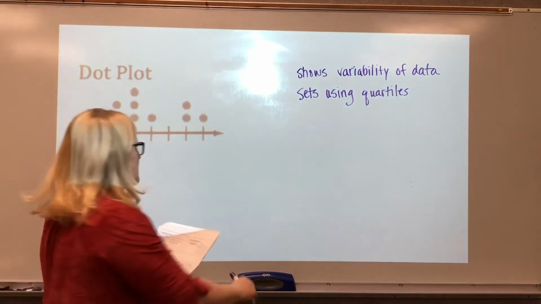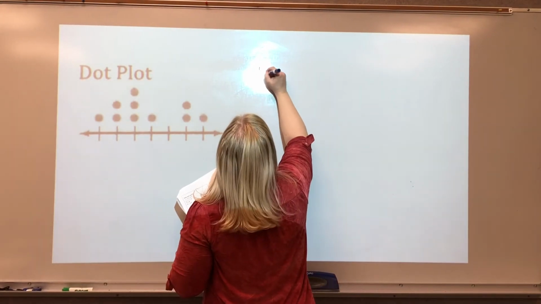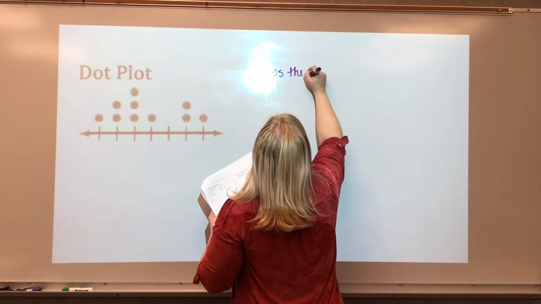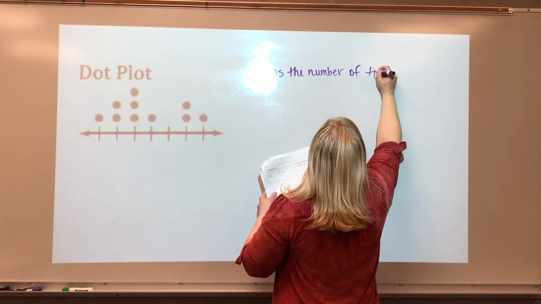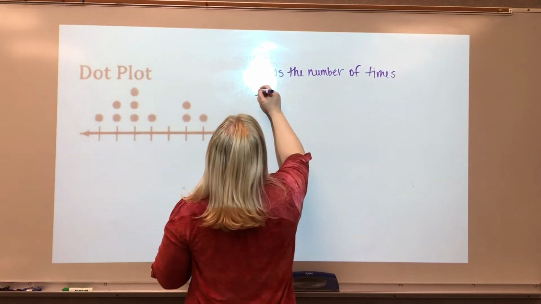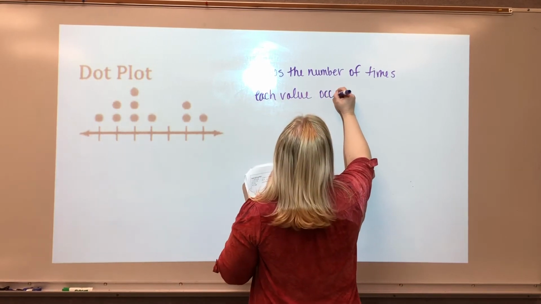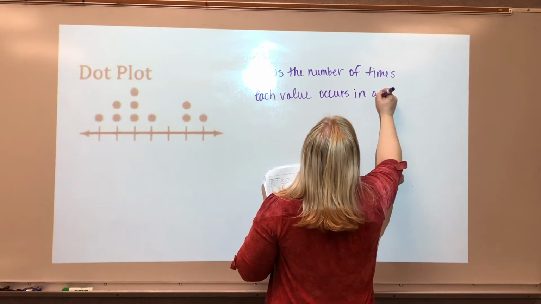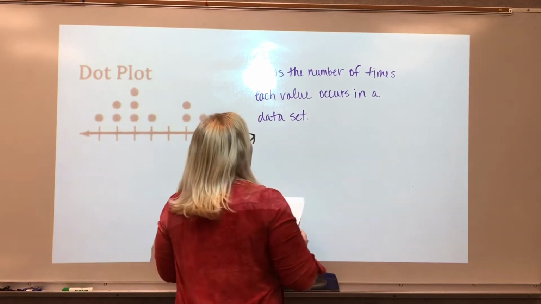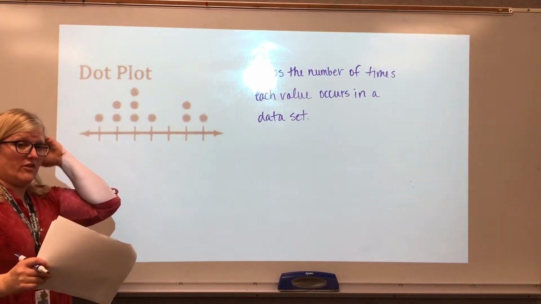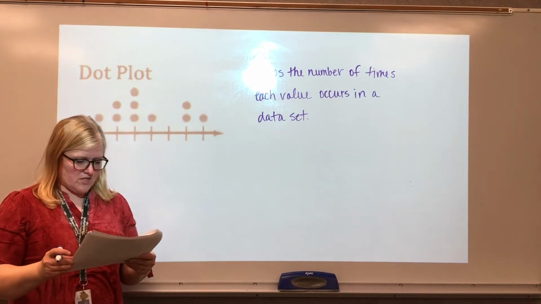Okay, a dot plot shows the number of times each value occurs in a data set. This is great to use when you're looking for the mode of information. Obviously for this one it would be right there because that's the one I have the most of.